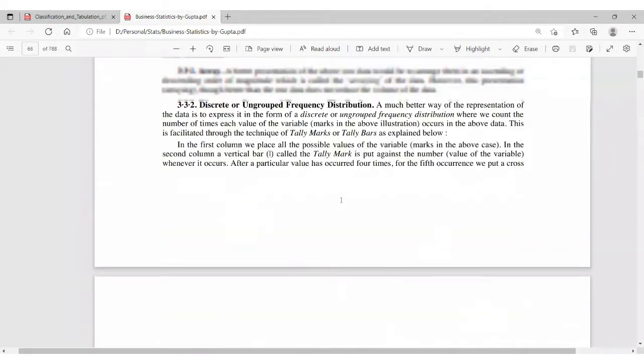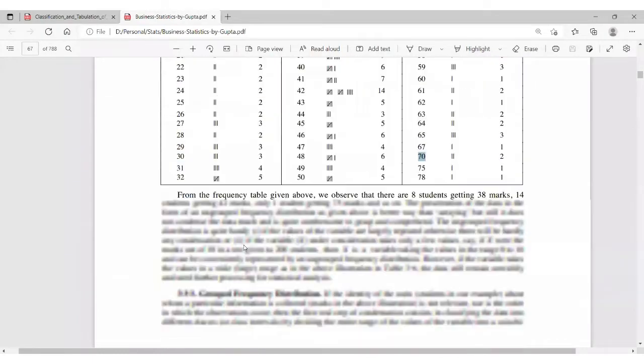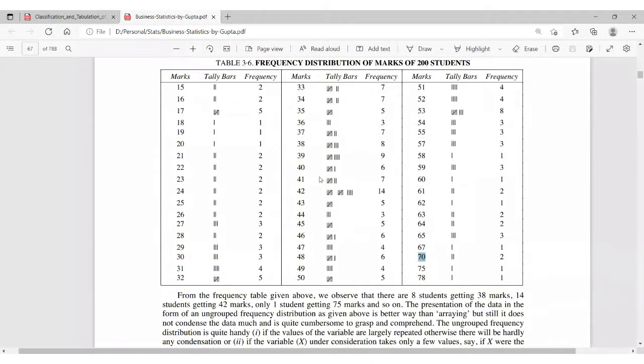Second one is 45, then 33. So in the 45, we made one bar. In 33, we made one bar, and so on like this. So we made these bars. This is called the tally bars. So 1, 2, 3, 4. Fifth one, we cross this.